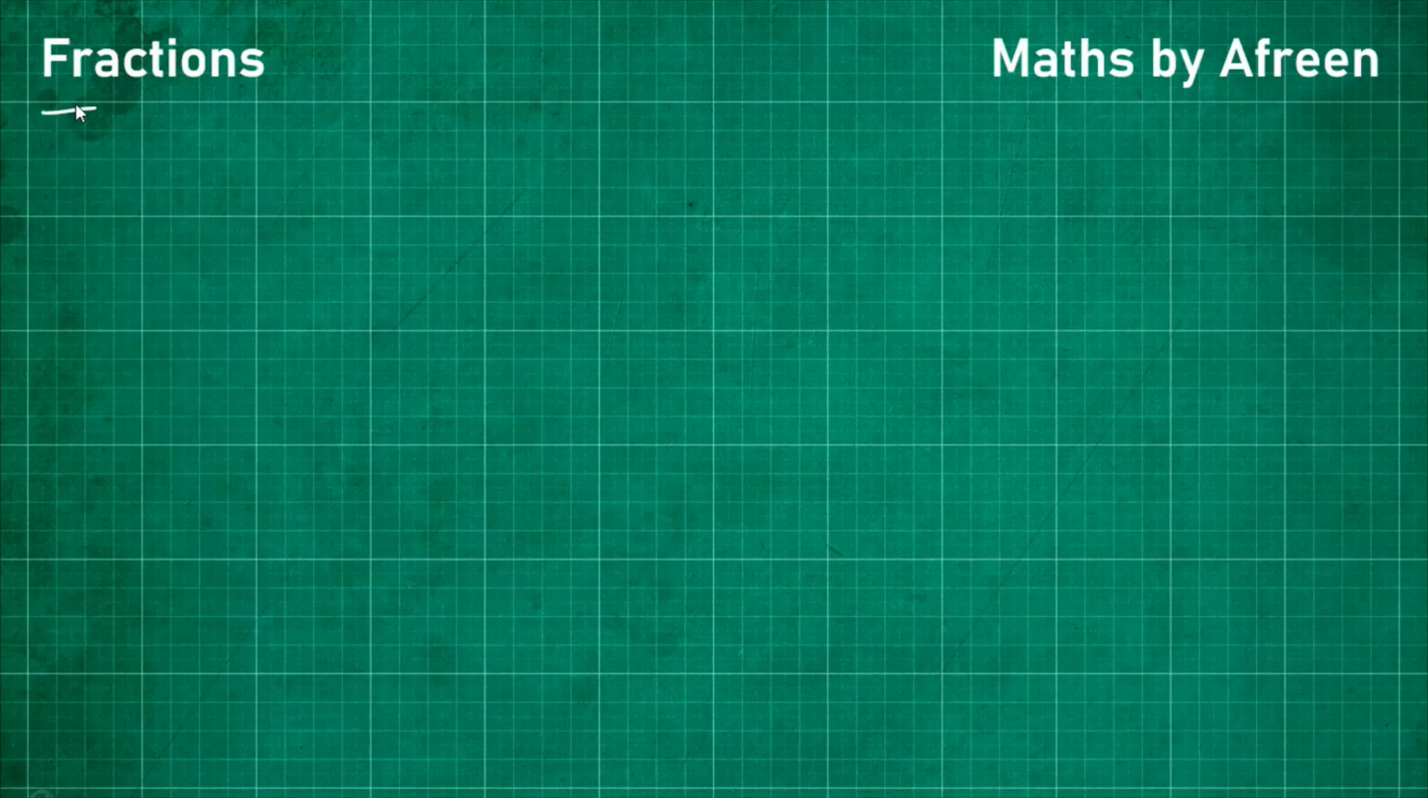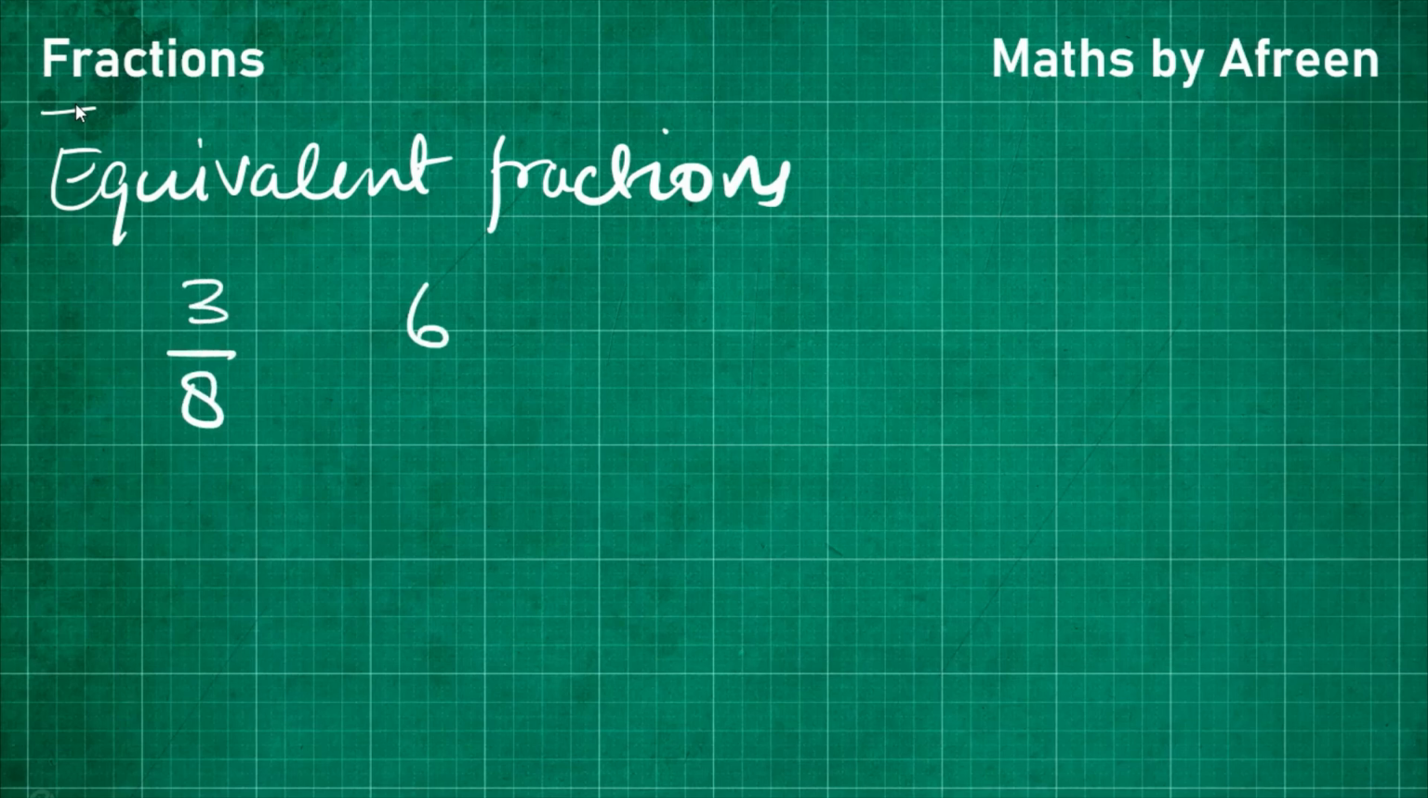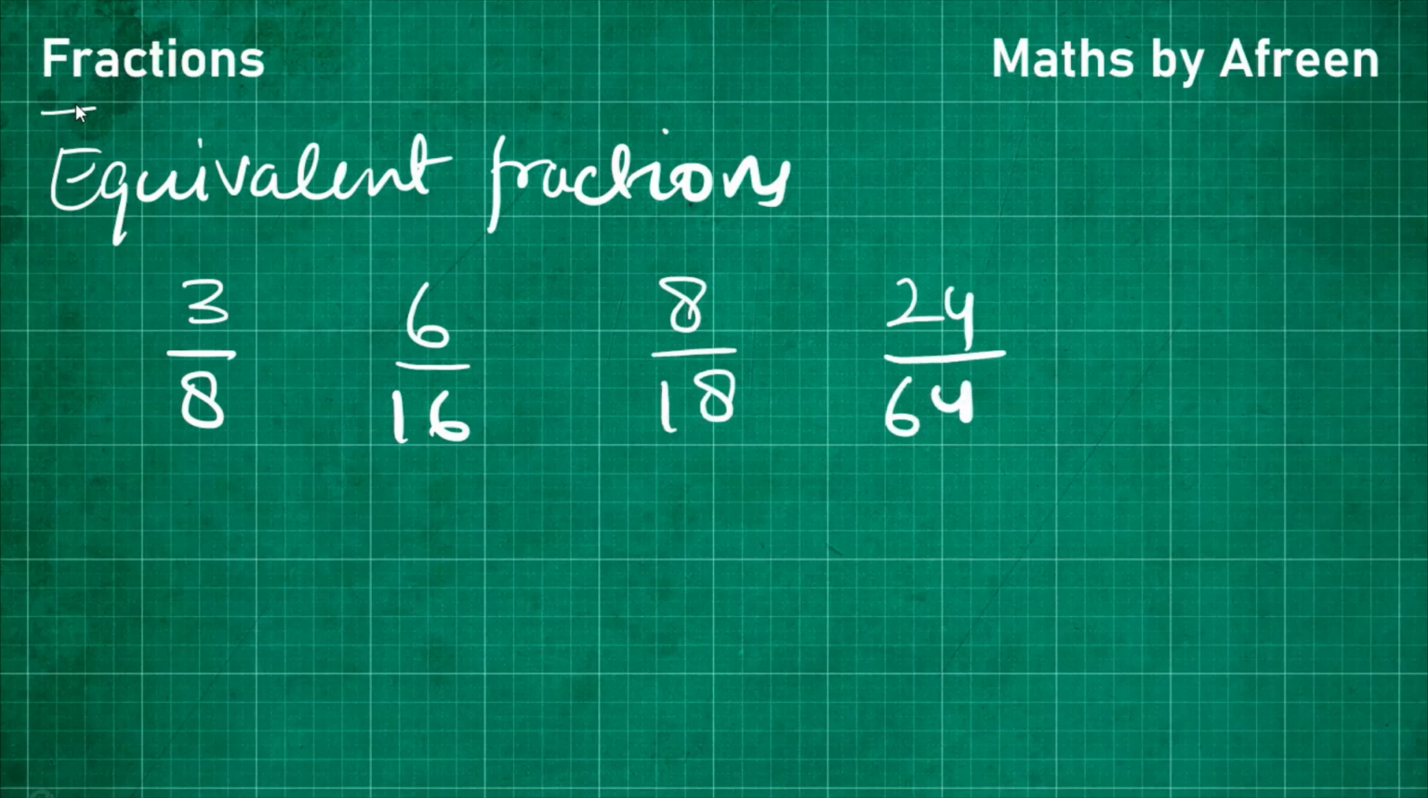Now let's take a question on equivalent fractions. You have to identify equivalent fractions from the following: 3 by 8, 6 by 16, 8 by 18 and 24 by 64. You have to take these fractions to the lowest form. If we start from 3 by 8, this 3 by 8 is already at its lowest form. We will move to 6 by 16.